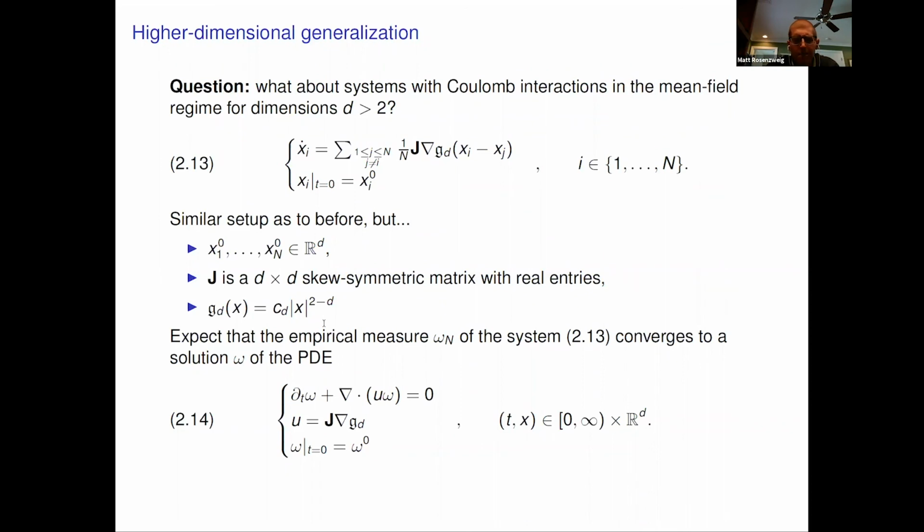So for the same reasons as before, we expect that the empirical measure of this Coulomb system 213 is converging to a solution omega of this PDE described in 214. That looks very similar to the Euler vorticity equation, except we're in higher dimensions, and the Biot-Savart law is a bit different. And I'm missing a convolution with omega there.